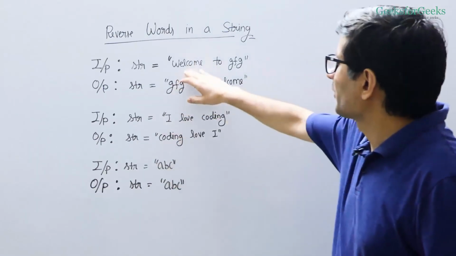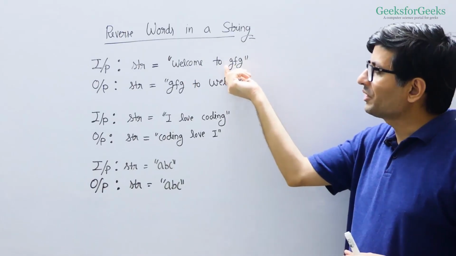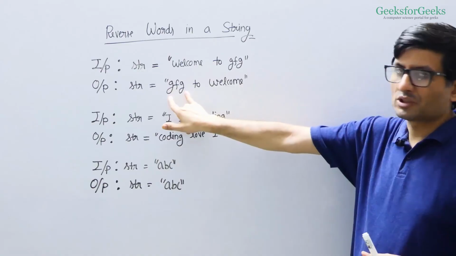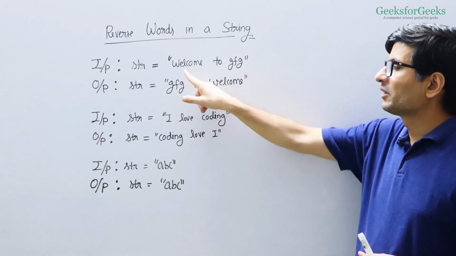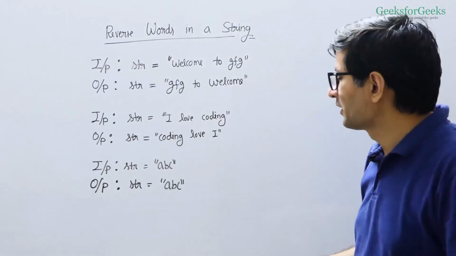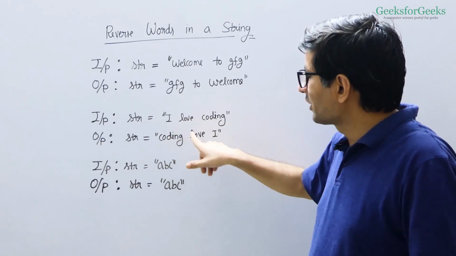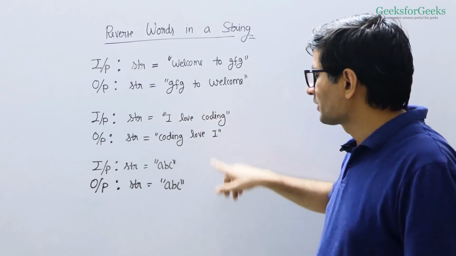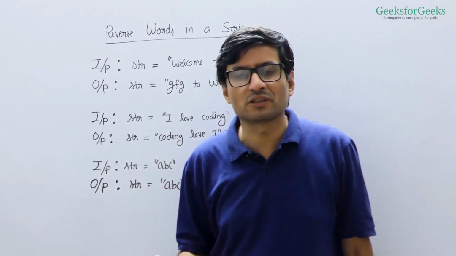For example, if our input string is "welcome to GFG", then GFG is the last word. In our output, it should be the first word. "To" is the second last word, it should be the second word. "Welcome" is the first word, it should be the last word in the output string. In this string, "coding" should come first, "love" should come second, and "I" should come last. In this string, there is only one word, ABC, so there is no change in this string.